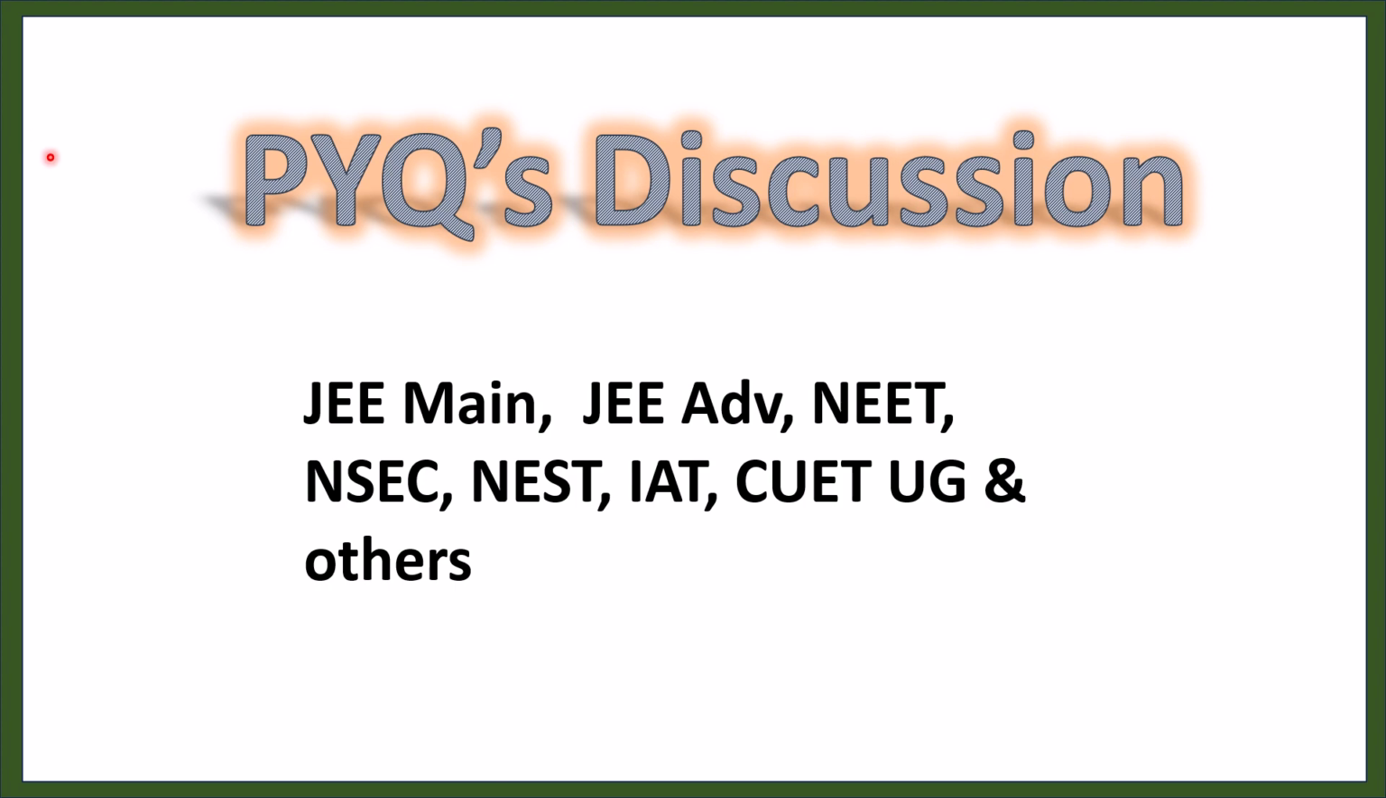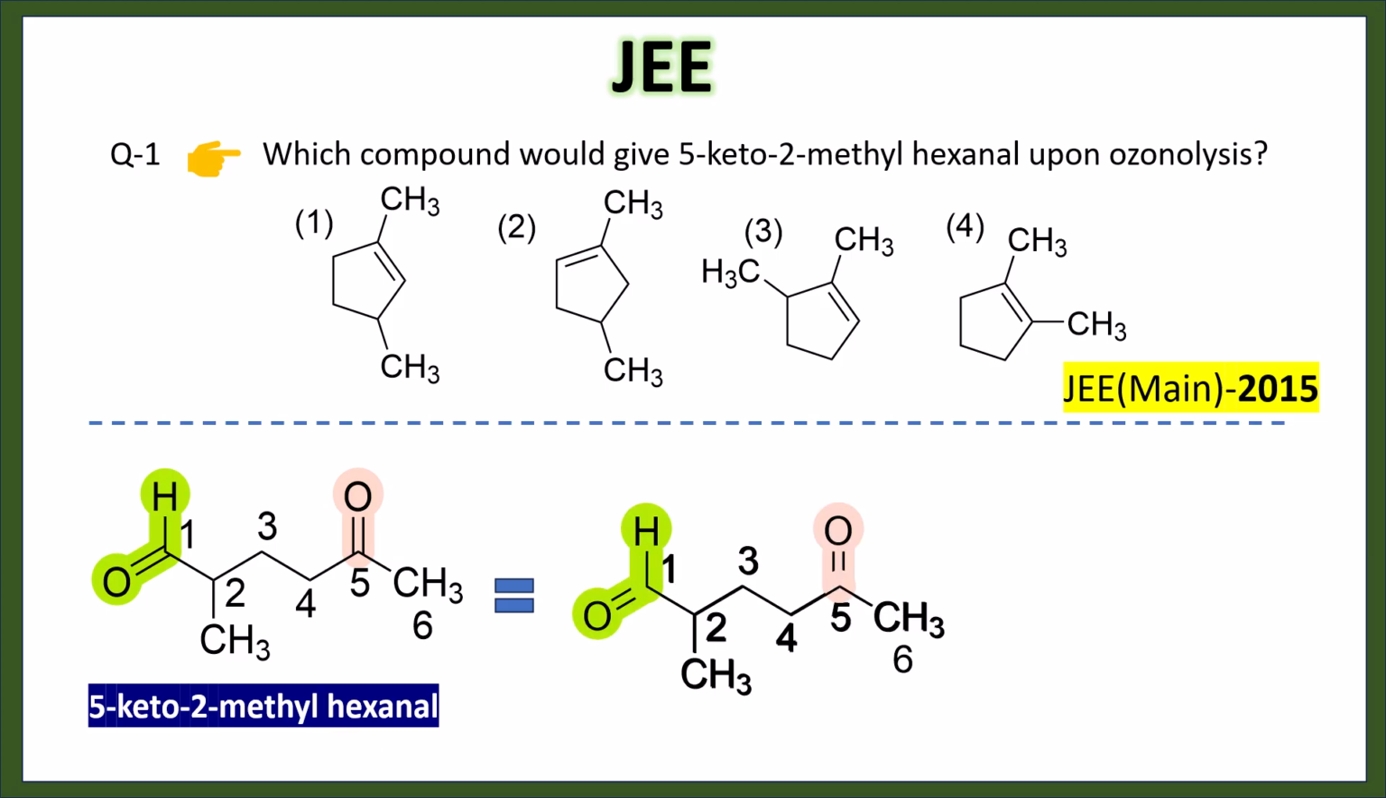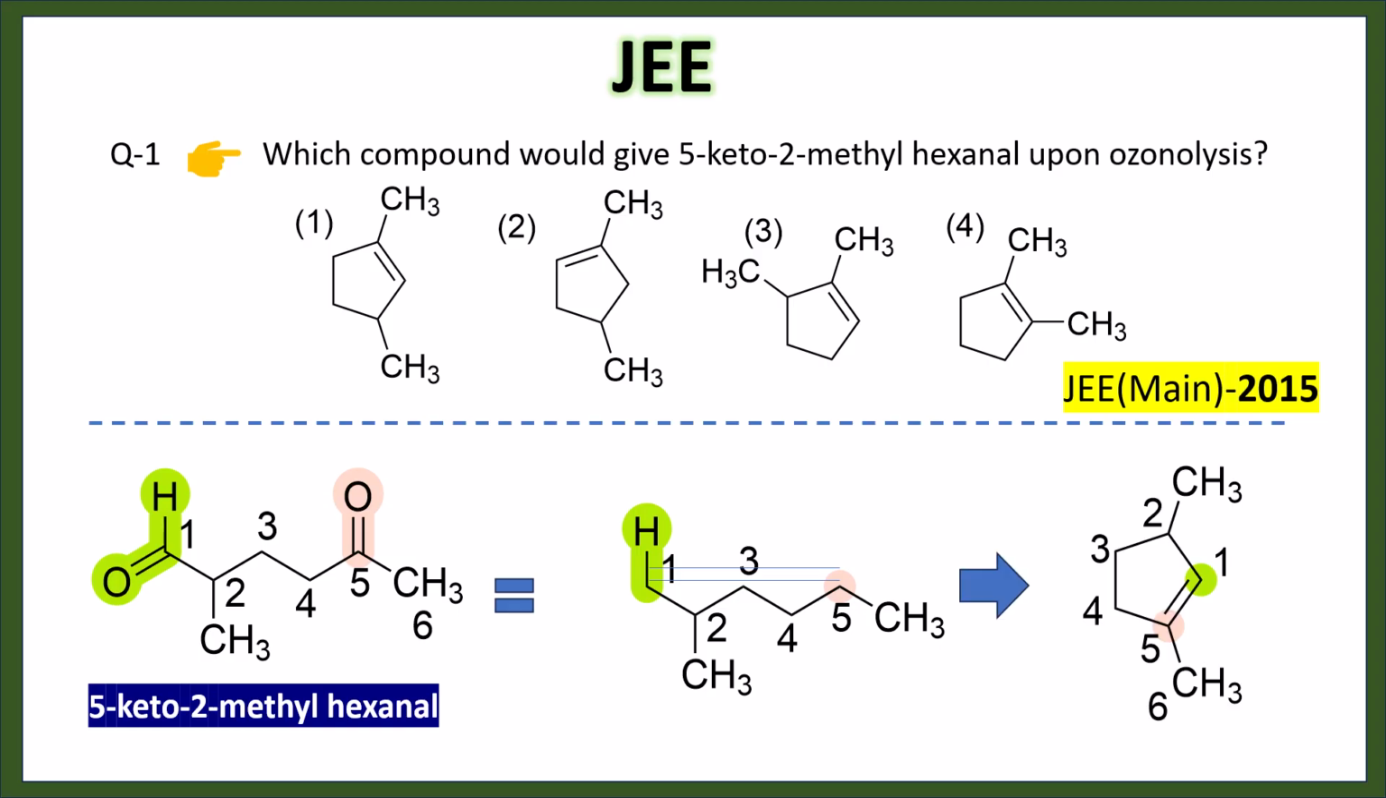Now we will move towards the PYQ discussions. First from JEE. First question: which compound would give 5-keto-2-methyl hexanal upon ozonolysis? First we have to draw 5-keto-2-methyl hexanal, and then connect a double bond between the two carbonyl carbons and remove the oxygens, then we can find the alkene. So the correct option will be this one.